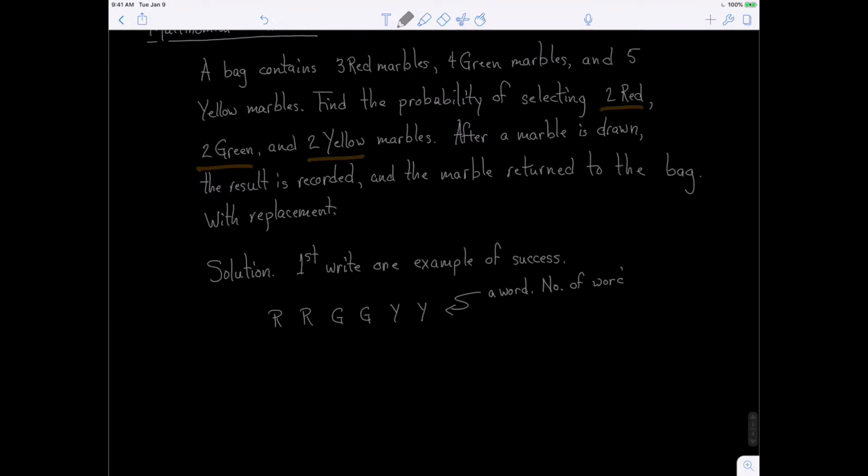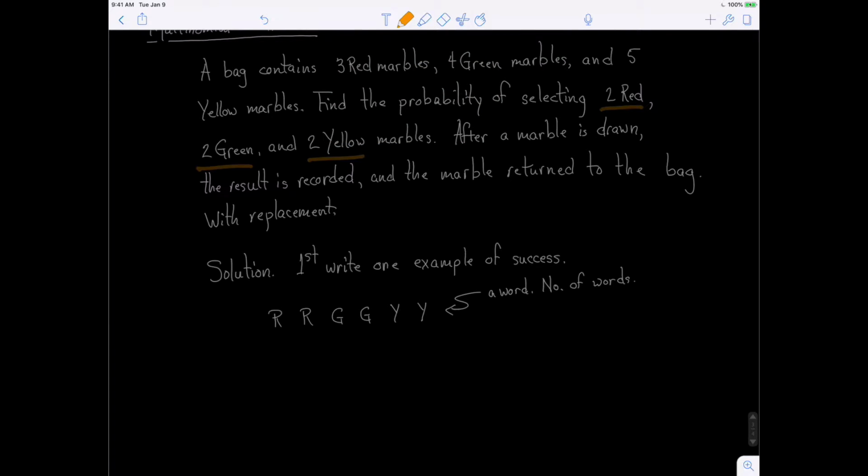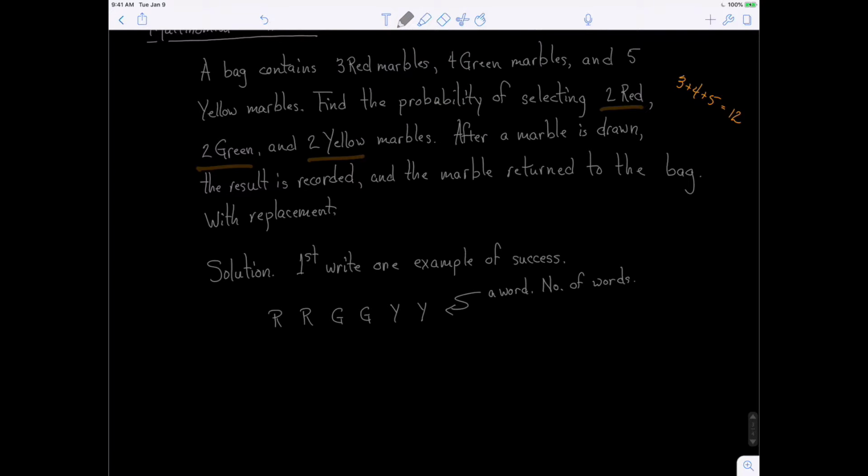So we'll do that in a moment. So here we go. When you first draw a red marble, make a little note here. Notice that we have 3, 4, 5. So we have 3 plus 4 plus 5. So that's 7, plus 5, that's 12 marbles in the bag. So we have 12 marbles. Well, all right. So the probability of drawing a red initially is 3 out of 12.